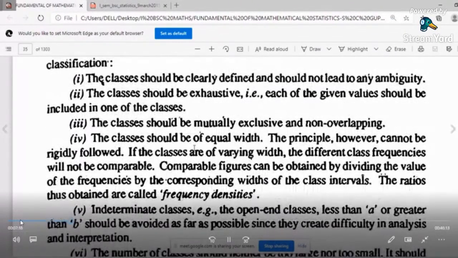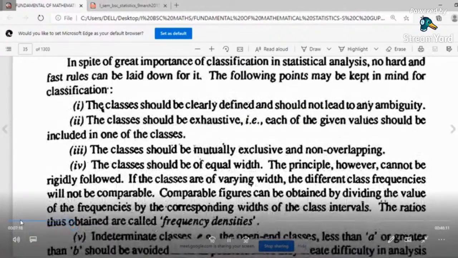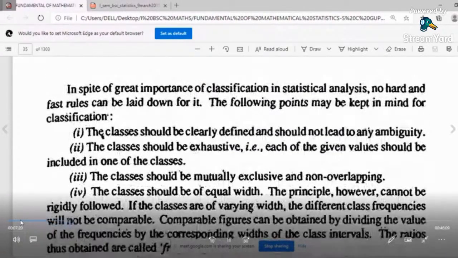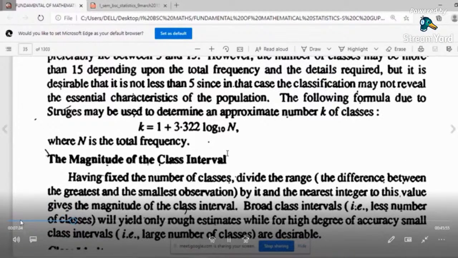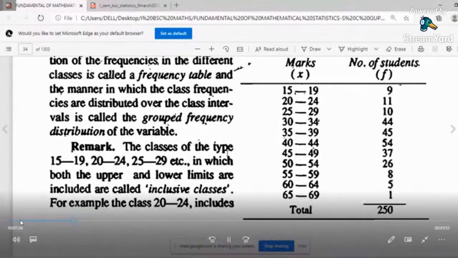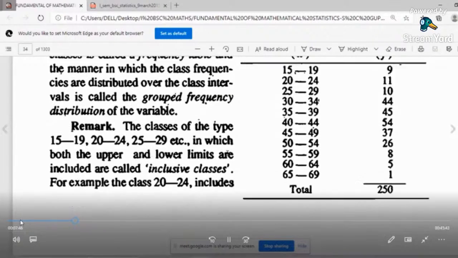Now, what are the specialities of this class frequency data? The class should be clearly defined and should not lead to any ambiguity. The classes should be exhaustive. That means if the first class ends with 19, then the next class should not start with 19. It should start with 20. So there are no common elements between two classes.